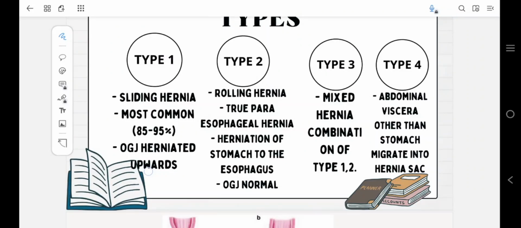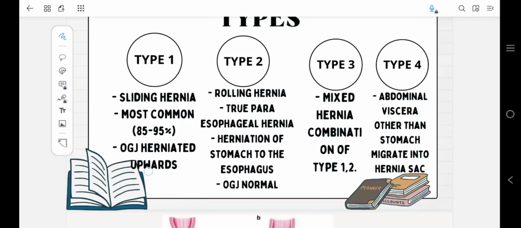The first one is sliding hernia, which is most common, seen in 85 to 95% of cases. Here, the esophagogastric junction is herniated upwards. Type 2 is also known as rolling hernia. This is a true paraesophageal hernia where there is asymmetrical herniation of stomach next to the esophagus. The esophagogastric junction remains in its normal intra-abdominal position.